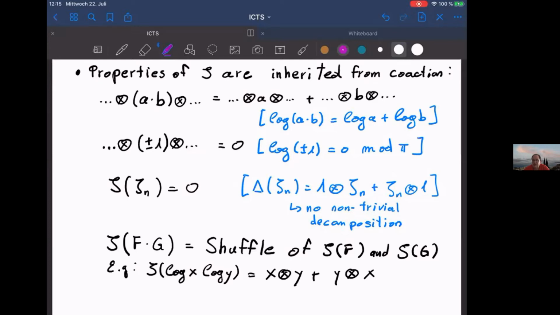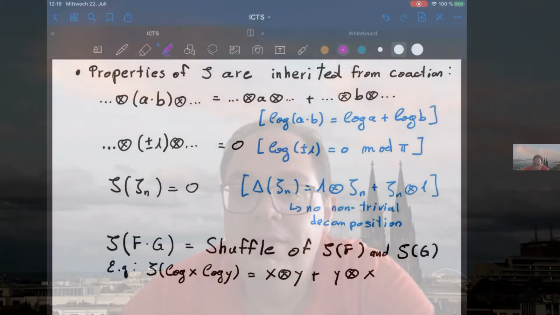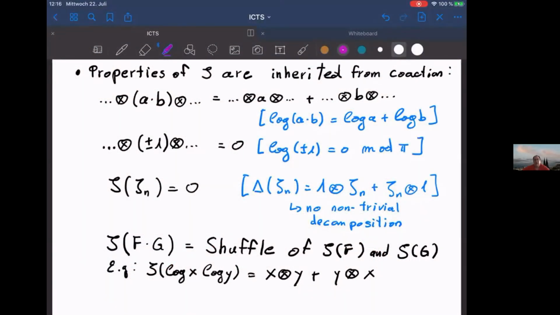Someone asked in the chat, the symbol used for symbol is S. Yes, maybe that's my poor handwriting, but the symbol is a calligraphic S. Good. So the last property I want to mention is what happens when you compute a symbol of a product.